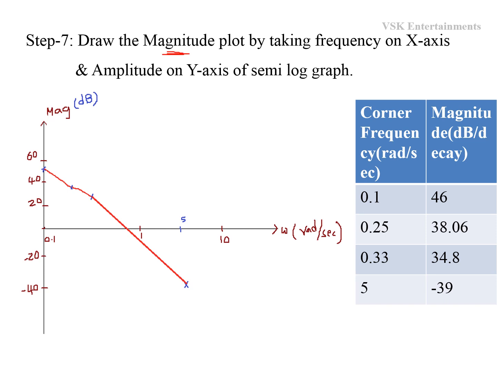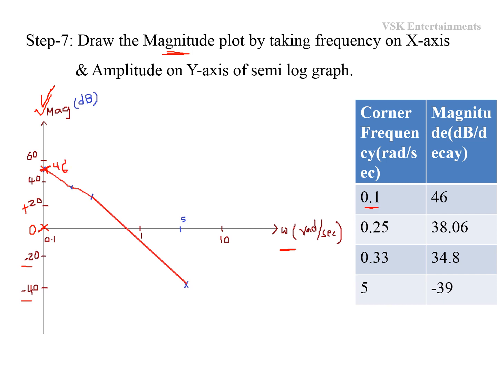While drawing the magnitude plot, we take the corner frequencies on the x-axis and magnitude on the y-axis. On the y-axis we consider the magnitudes: this is 0 magnitude, and plus 20, plus 40 and plus 60, similarly minus 20 decibels, minus 40 decibels. On the x-axis is omega. The first corner frequency is 0.1. At 0.1 the magnitude is 46, so this is the 46. The magnitude here is 46 decibels.